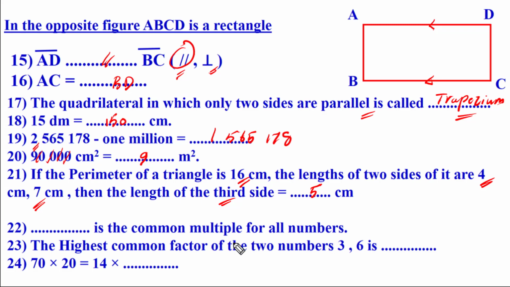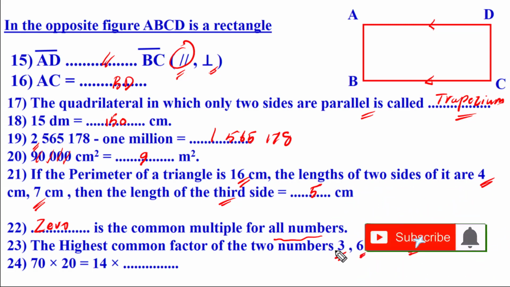What is the common multiple for all numbers? We studied before that 0 is a common multiple for all numbers. Number 23, the highest common factor of two numbers 3 and 6 is what, guys? It's easy, you can find it mentally, is 3. 6 is divisible by 3 equals 2 and 3 is divisible by 3 equals 1.